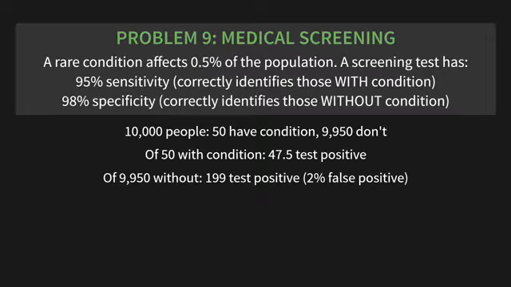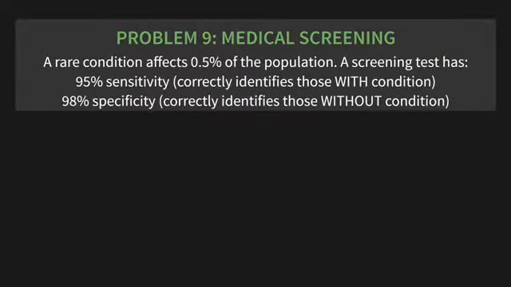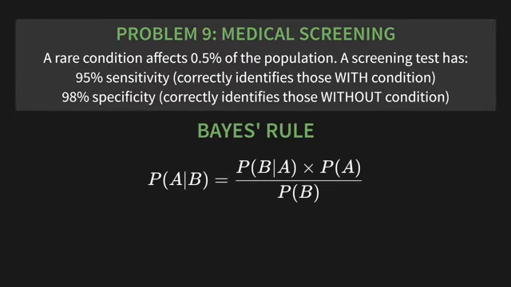So let's add this up. Total positive tests, about 247 people, but only 48 of them actually have the condition. That means if you test positive, your actual chance of having the condition is only about 19%, not 95%, just 19. I know. This seems impossible. How can a 95% accurate test give you only a 19% chance? It's because the condition is so rare that even a small false positive rate creates way more false alarms than true positives. This is Bayes' rule in action.